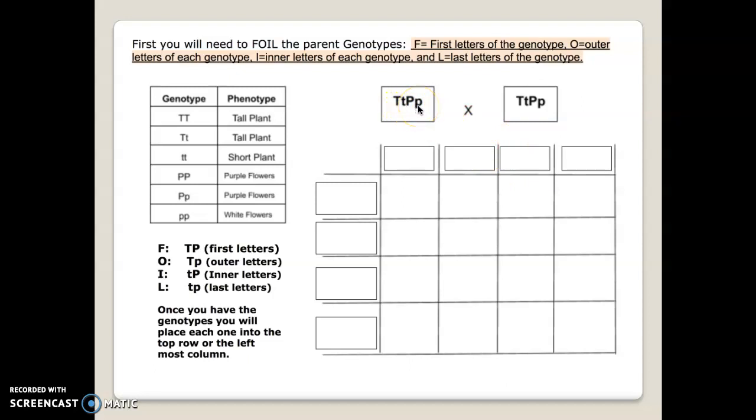That's the FOIL method. Another way to do this is to distribute. This is how I said that I do it, and this is how I've been doing all the examples with you. I take the first T and I give it to the first P, and I would put it right here. Then I take the first T and I give it to the second P. That would be my next one. Then I'm going to take the second T and give it to the first P for the third box. And for my last box, I'm going to take the second T and give it to the second P.